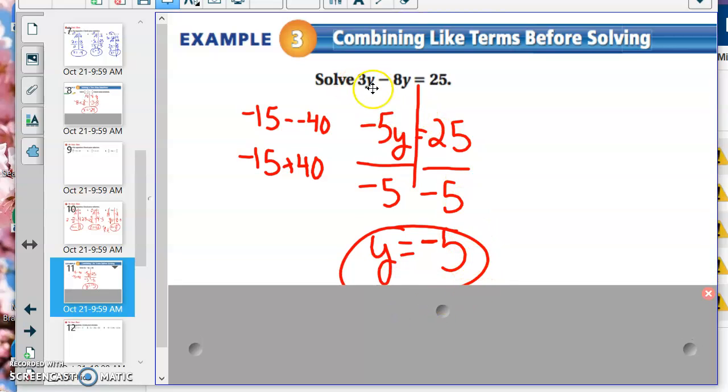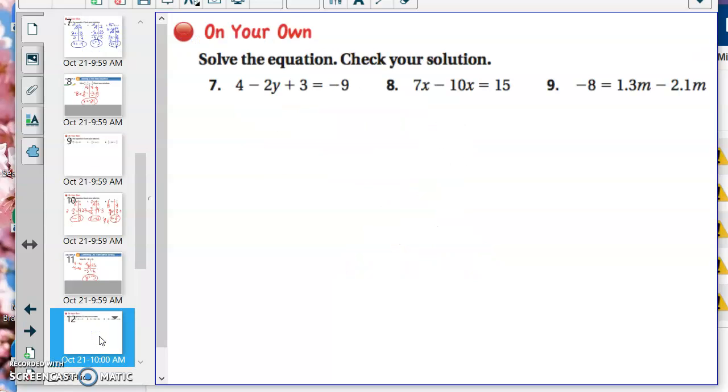Well, when I replace negative 5 in both of those locations, I get negative 15 minus a negative 40, which of course turns into negative 15 plus 40, which does give me 25. Please pause the video and try doing these ones on your own.